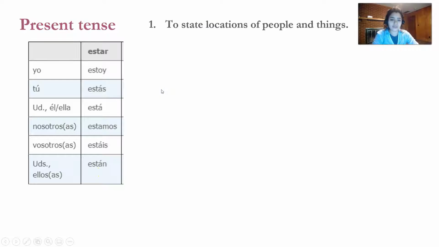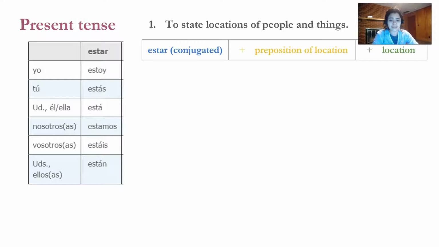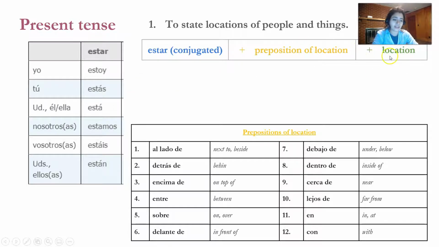So the first use of the verb estar is to state locations of people and things. In order to do that, you use the verb estar conjugated in the present tense plus a preposition of location plus a location. Here I have a list of the prepositions of location. You can also see this table in your books. I'm not going to stop to go through all this chart, but you can stop the video and see all the prepositions of location or study them from your book.